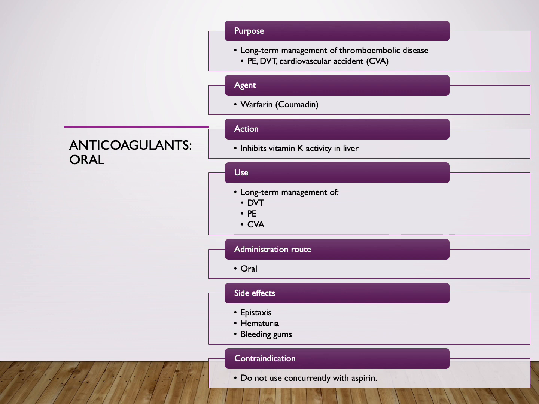Its effectiveness needs to be monitored, and the way it is monitored is by using something called a prothrombin time test. Warfarin is also known to interact with a variety of substances, and because of that, all other medications are going to need to be closely monitored. In addition to that, we do not want to take aspirin when we are taking warfarin. And lastly, some side effects can include epistaxis, hematuria, and bleeding gums.